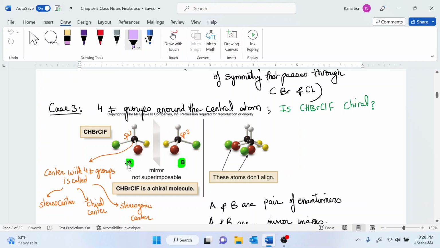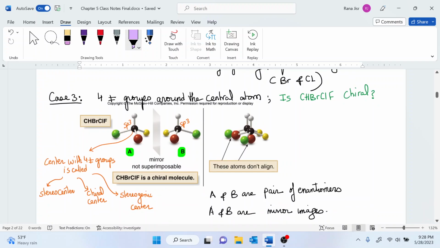So now I would say that A is different than B. It's different by rotation. The connectivity of atoms are still the same. So all of these atoms are still connected the same, but it's different by rotation. So we would need to give them a name. We would say that these two are a pair of enantiomers. So A and B are a pair of enantiomers.